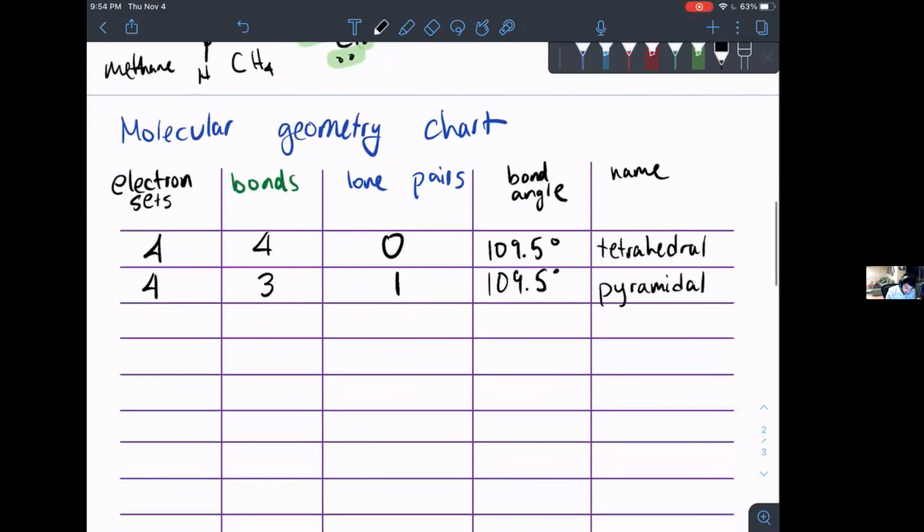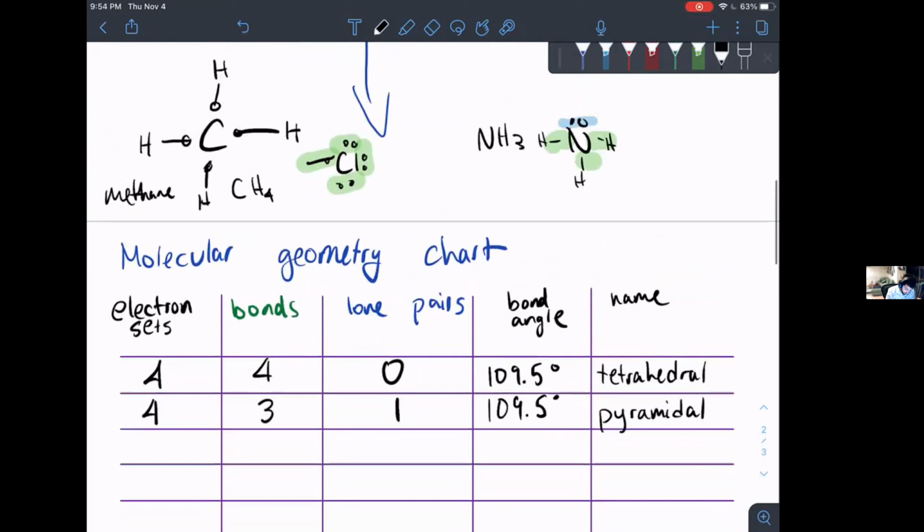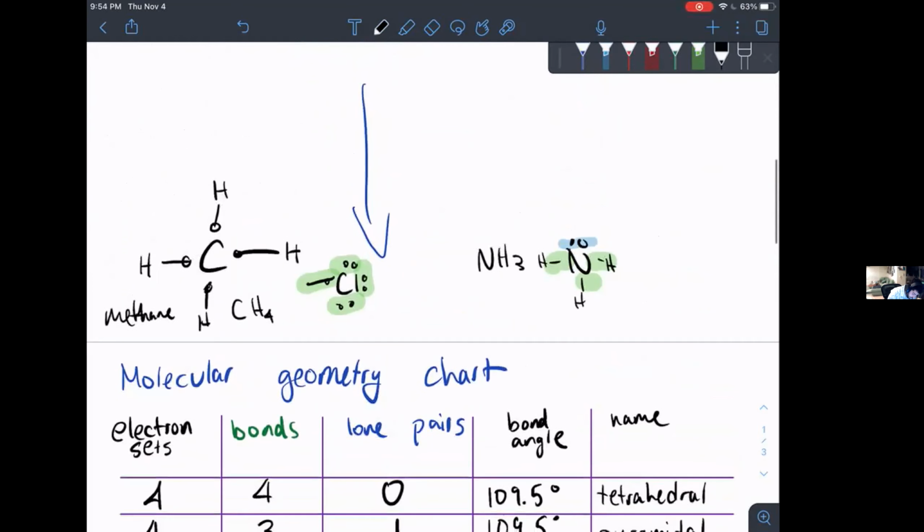All right, so we're going to just kind of blaze through some of these. Our next one we're going to look at, again, is going to be 4 sets. We'll look at one of my favorite substances in the world, dihydrogen monoxide, or H2O, water.